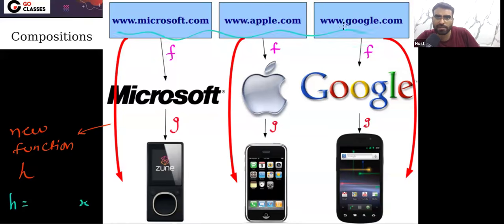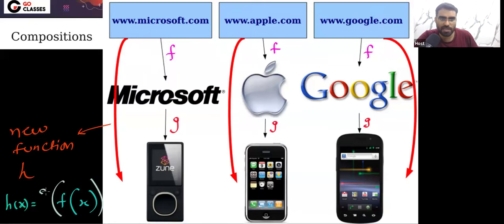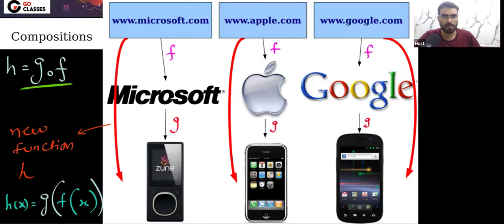On any element, like on this Google, first what will you apply? First you will apply f. Yes or no? Agree with me? See, if I ask you what is hx, then it will be like this. First you will apply f, then you will apply g. That is the reason this new function is also called gof, because first you apply f, then you apply g.